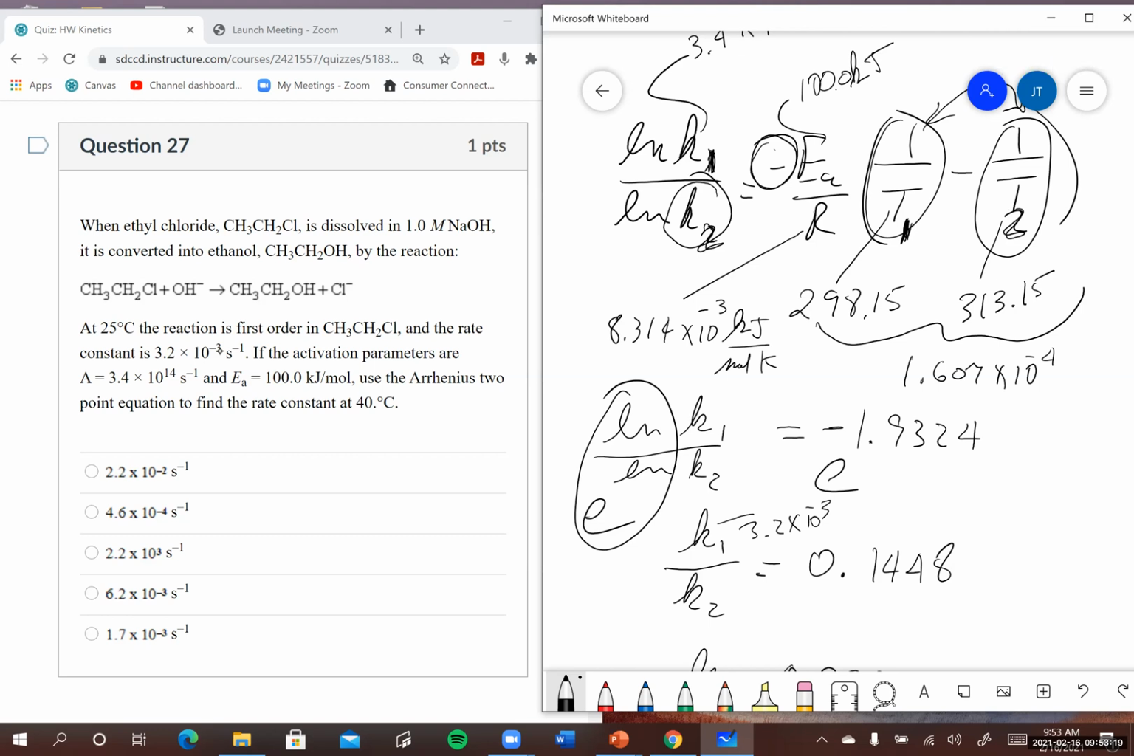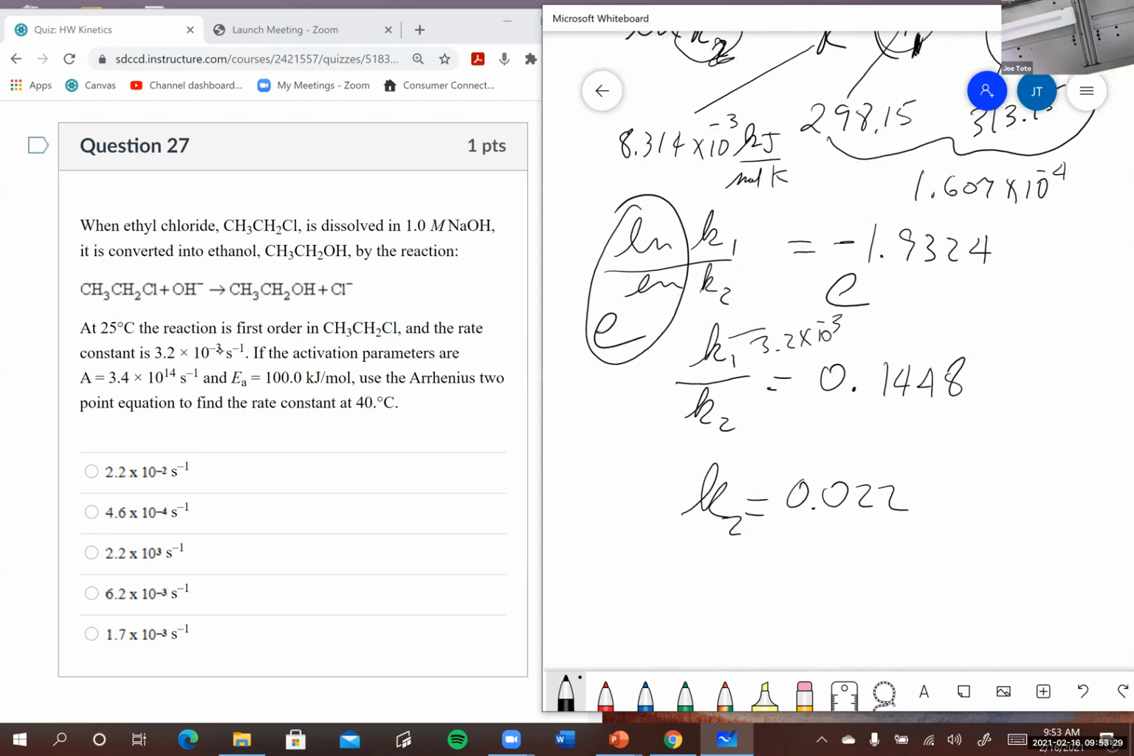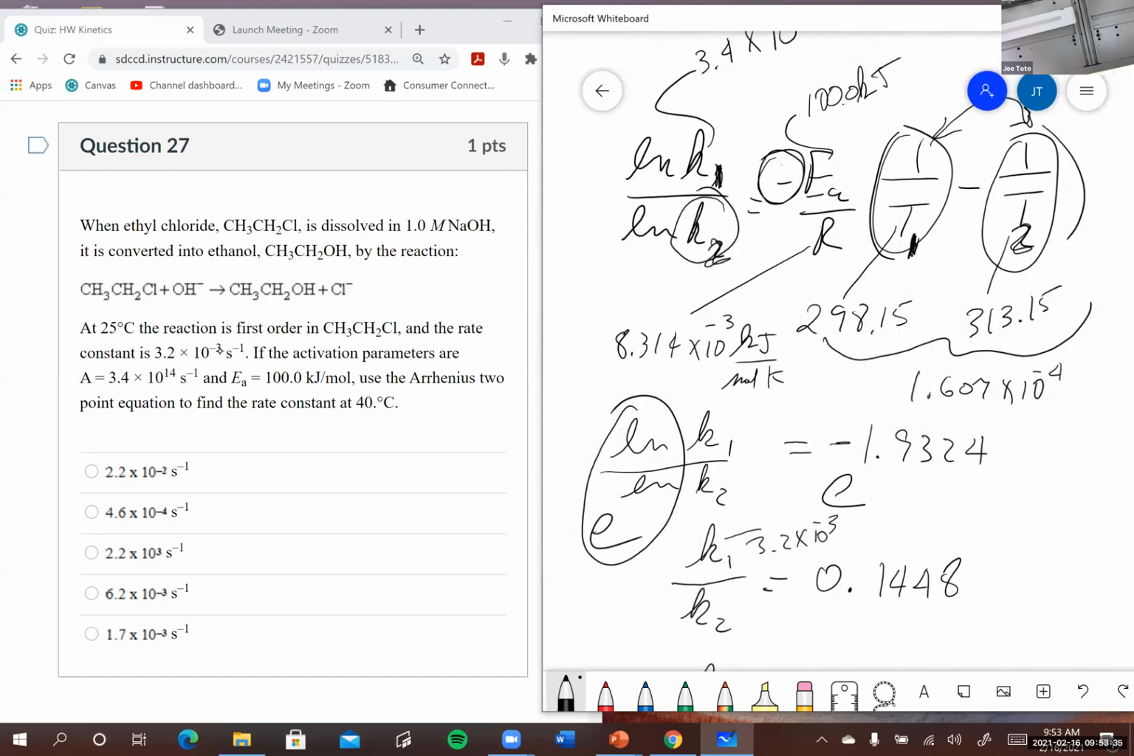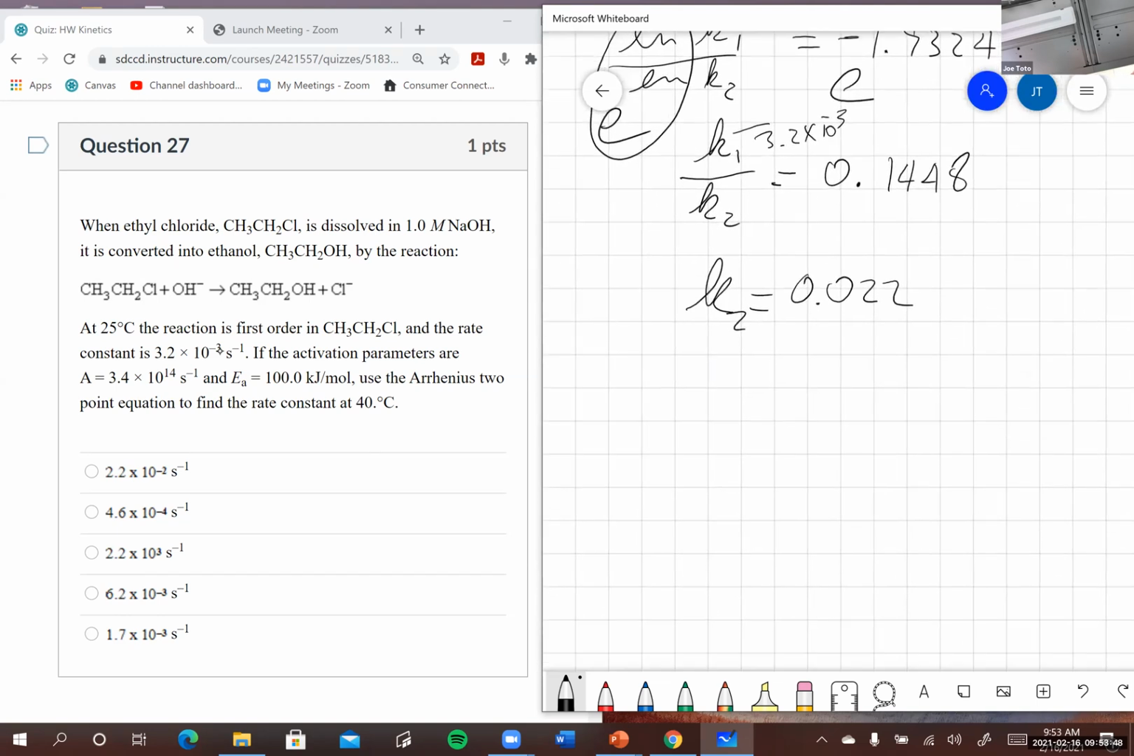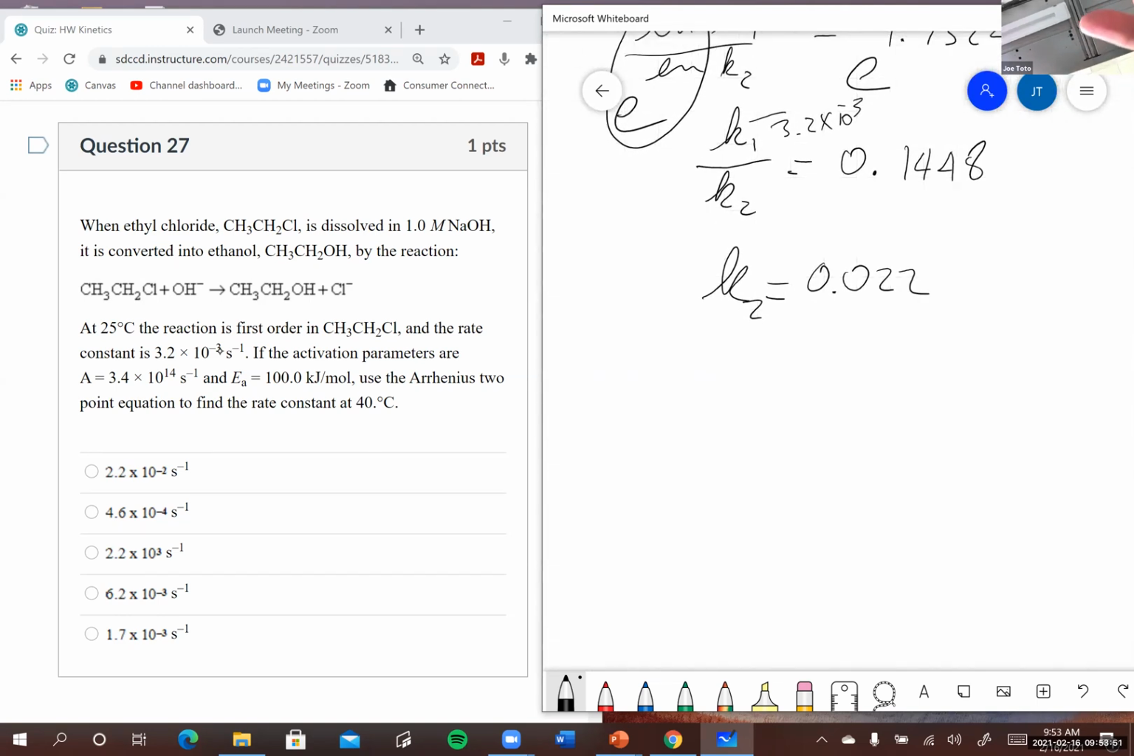I think I might have missed something. Where did the 3.4 times 10 to the 14th go? That was down here. Oh, wait a second. Ah, that's the pre-exponential factor A. And so that's not in the Arrhenius 2-point equation. It drops out because you've assumed that that pre-exponential factor is a constant. So it disappears. Let me show you just real quick what I mean.